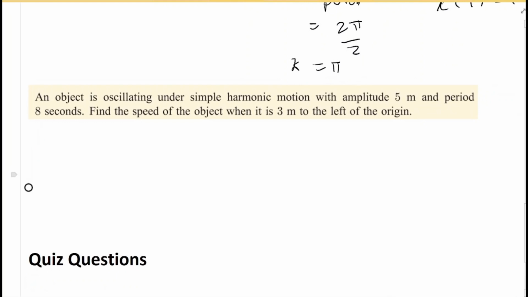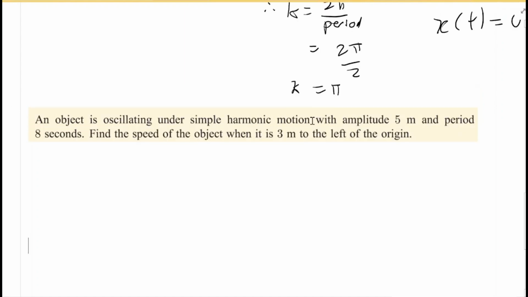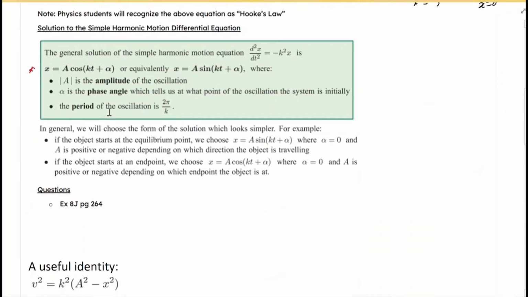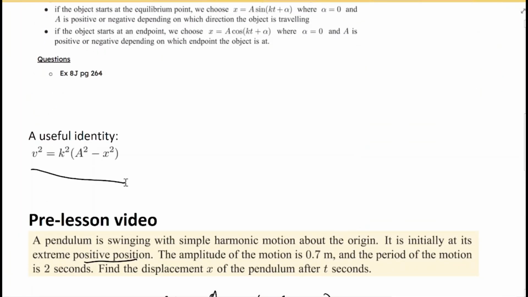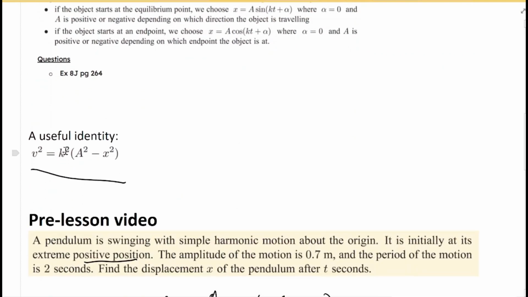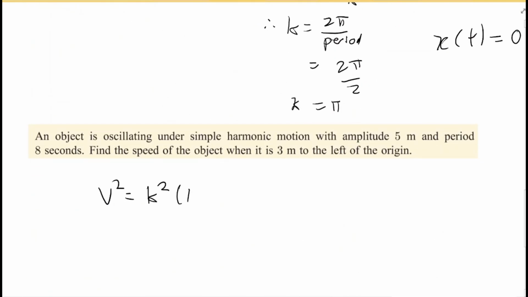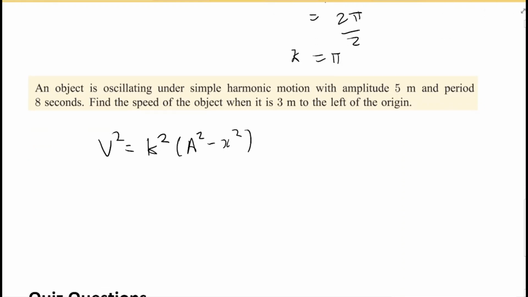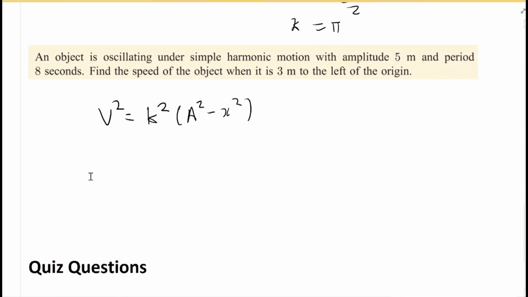This next example we've got here: an object is oscillating under simple harmonic motion with amplitude 5 and period 8 seconds. We want to find the speed of the object when it's 3 meters to the left. So here we're actually not going to use the general form. I'm going to use this handy identity here. So v squared equals k squared times brackets a squared take x squared. And that sort of falls out of when they were proving that this formula is true. But we can just use this.